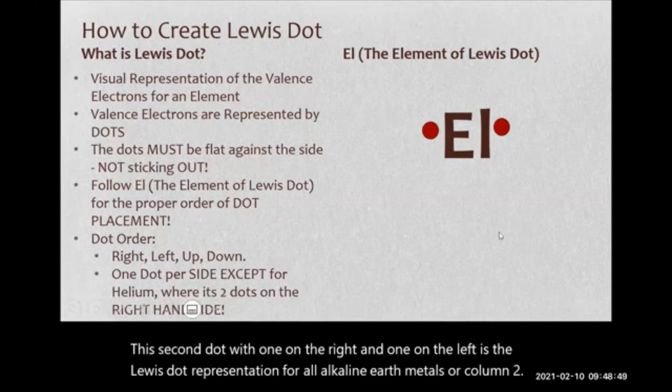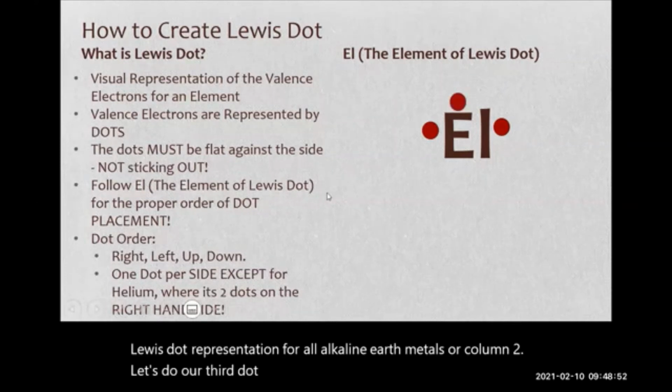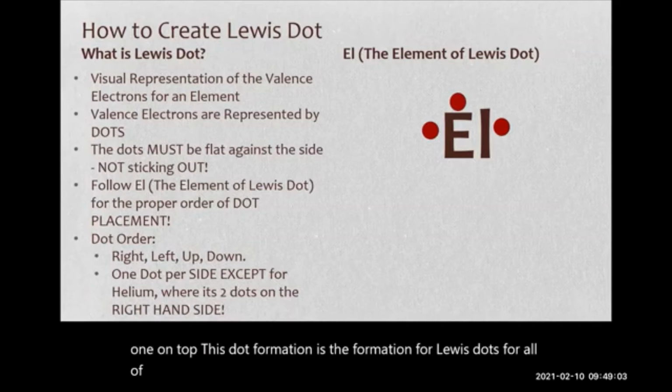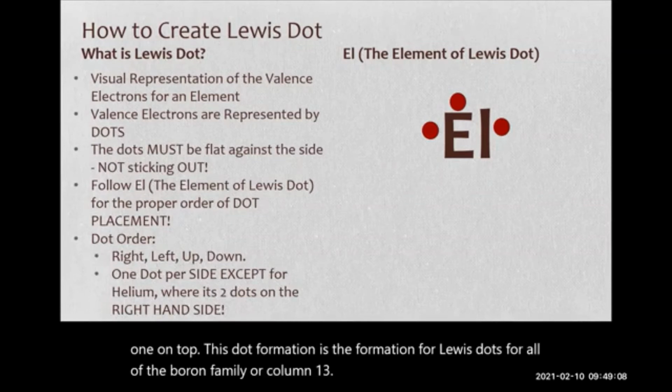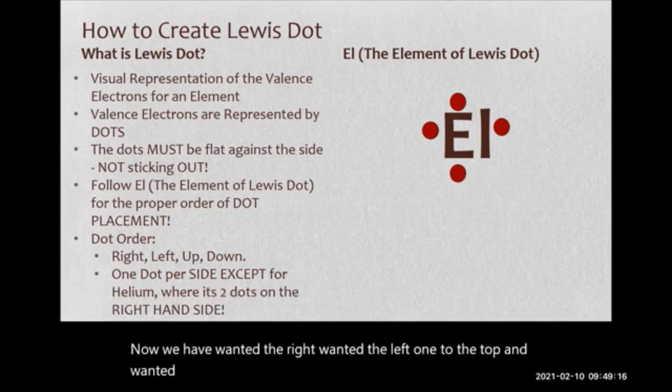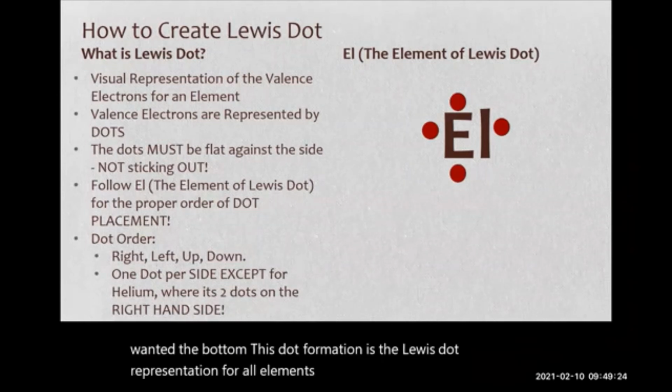Let's do our third dot. We have 1 to the right, 1 to the left, and 1 on top. This dot formation is the formation for Lewis dots for all of the boron family, or column 13. Let's do a 4th dot. Now we have 1 to the right, 1 to the left, 1 to the top, and 1 to the bottom. This dot formation is the Lewis dot representation for all elements in the carbon family, or column 14.